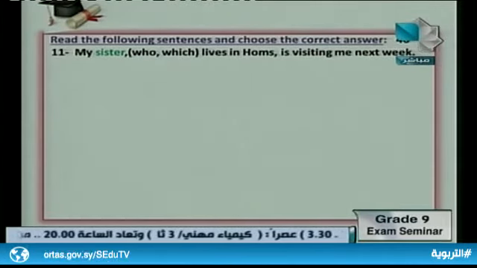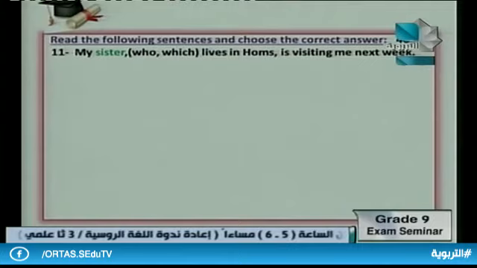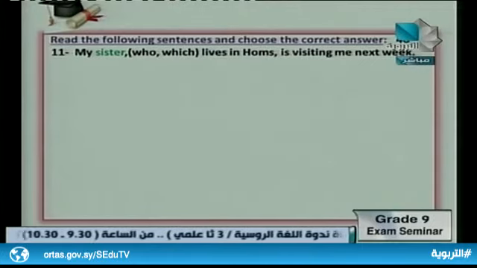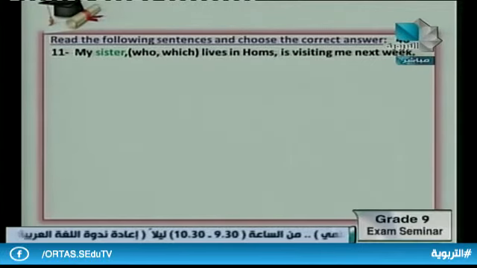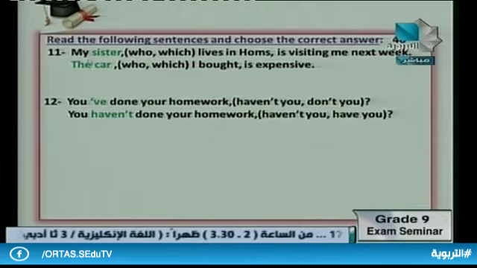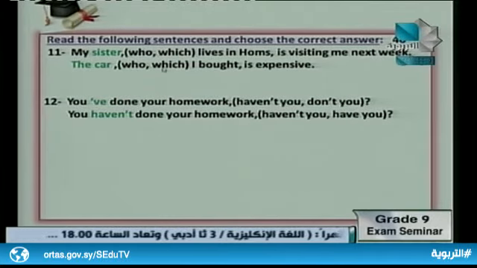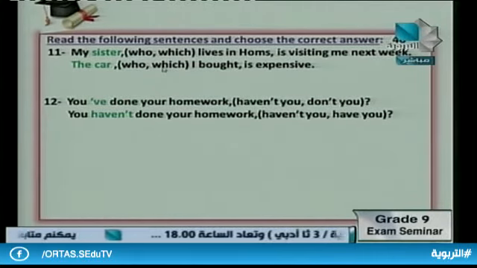In number 11, my sister who or which lives in Homs is visiting me next week. Here the student must choose who, because this is a relative pronoun, and before the brackets we have sister. This is a person, and the relative pronoun which suits a person is who. Now, a similar sentence about the same rule: the car who or which I bought is expensive. Here the relative pronoun refers to an object, a car, so we choose which. So when the relative pronoun refers to a person or people, we choose who, and when it refers to a thing, we choose which.